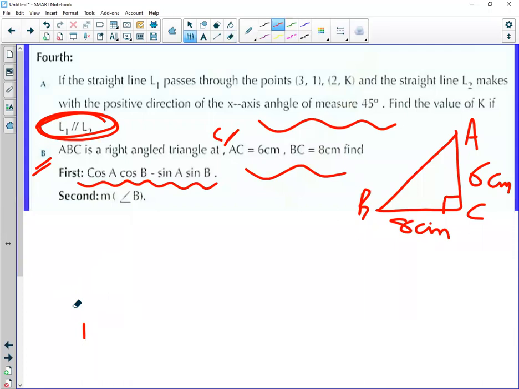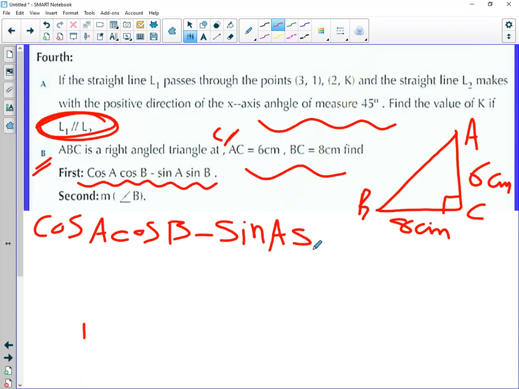First of all, let's write the example: cosine A, cosine B minus sine A, sine B. Cosine A equals what? Cosine A equals adjacent over hypotenuse. What is the value of the hypotenuse? We know that by using the Pythagoras theorem.